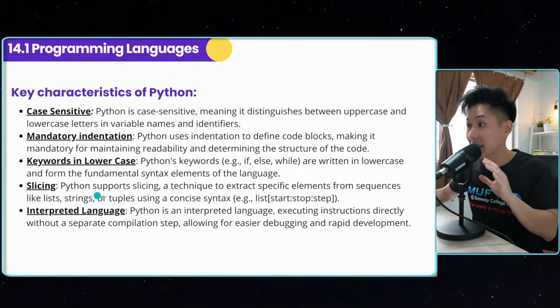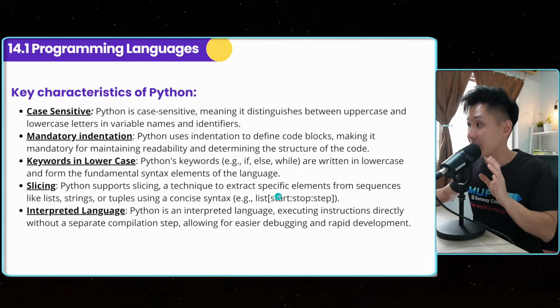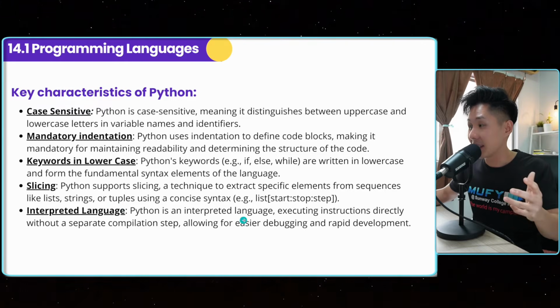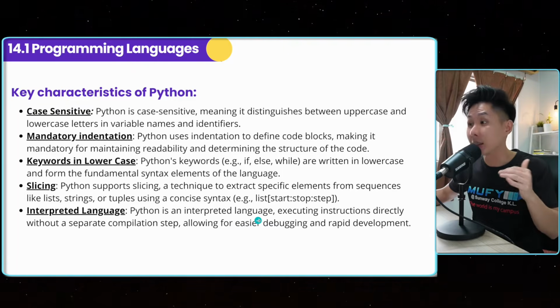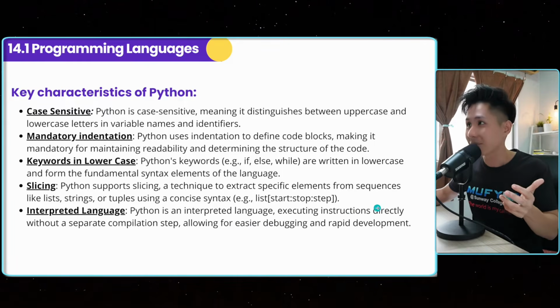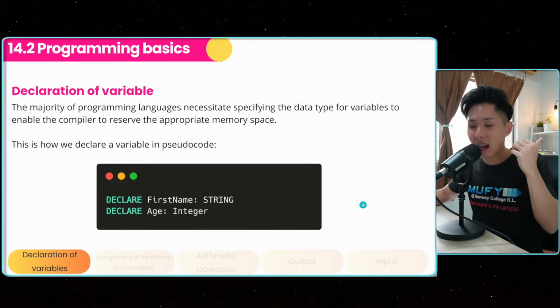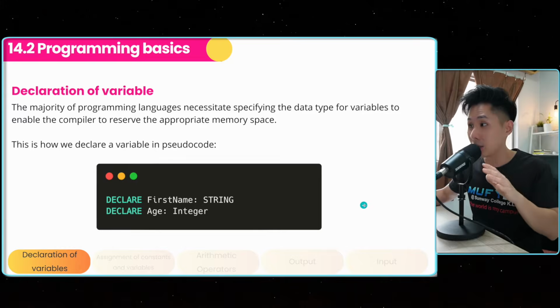And slicing. Python supports slicing, a technique used to extract specific elements from sequences like lists, strings, and tuples. Interpreted language. It is an interpreted language, as mentioned in the software chapter a few chapters ago. Now, without further ado, let's look into how we can apply some of the constructs that we learned into Python.